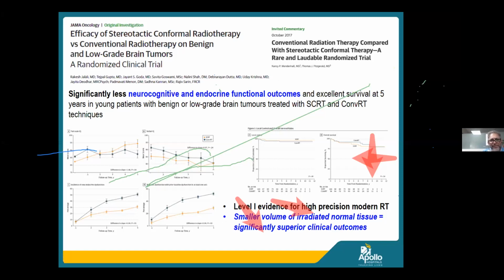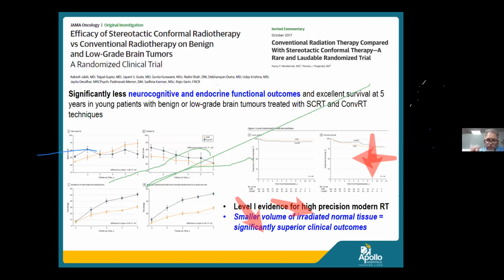Many people have already seen this data, but the only point I want to make is that there is always a challenge for surgery and radiation to generate level 1 evidence. As compared to pharma studies, it's very difficult to randomize these patients. But this is among the few studies where we could generate evidence that a smaller volume of irradiated normal tissue does equate into significantly superior clinically relevant endpoints, taking very hard and very relevant endpoints of cognition and endocrine function without compromising local control and survival.